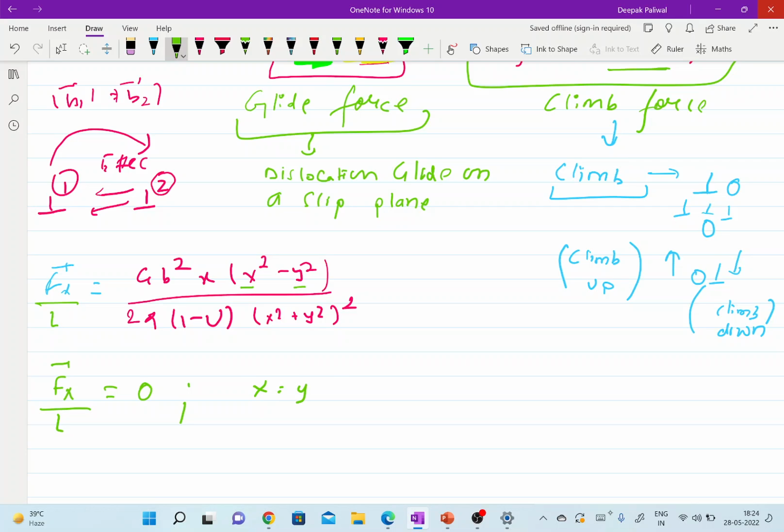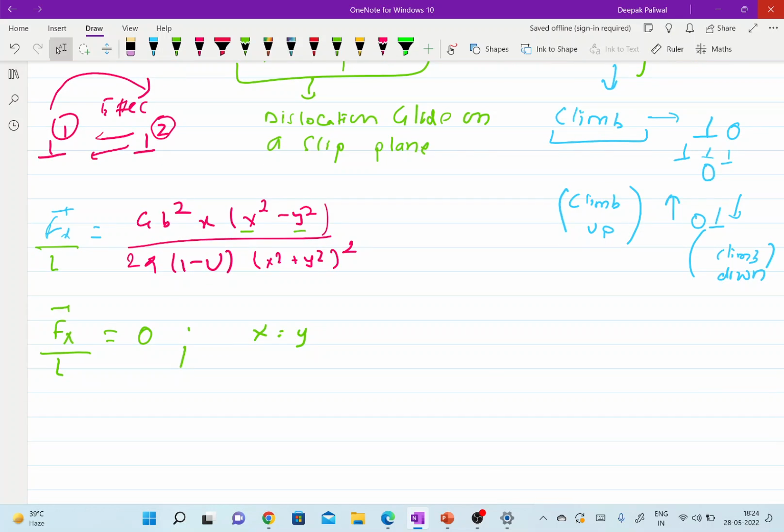Let me put here x equal to y, then this condition will be 0. So this glide force will be 0. Okay, so there is no force interaction, there is no force by dislocation 1 over 2. Again, fx by L, force along x direction per unit length of the dislocation, is 0 when x equal to 0. Now you can see here, let me again reiterate, this x is equal to 0, this whole term will be 0. Okay, so this is the two case.